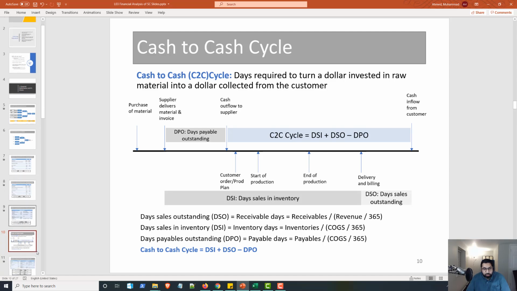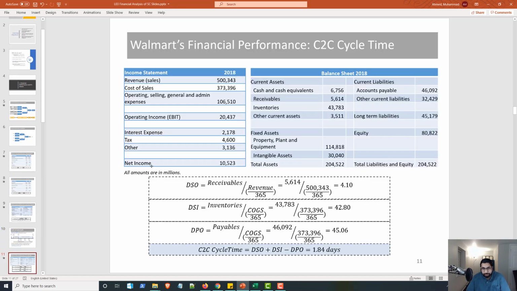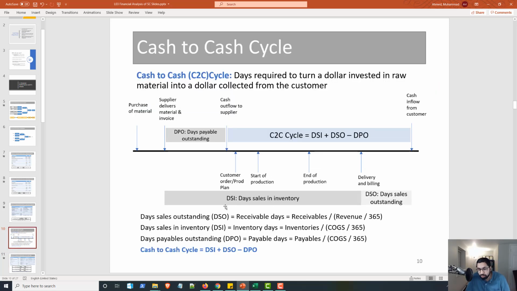So let's actually compute this for the case of Walmart. Now, just note these alternative terms. Days sales outstanding is also called receivable days. Days sales in inventory is also just called inventory days, the number of days you have inventory for, and DPO is also called payable days.